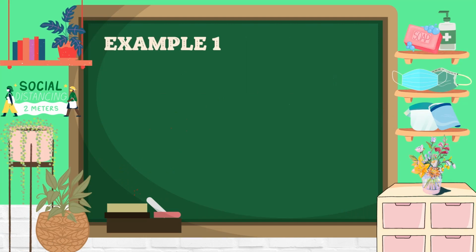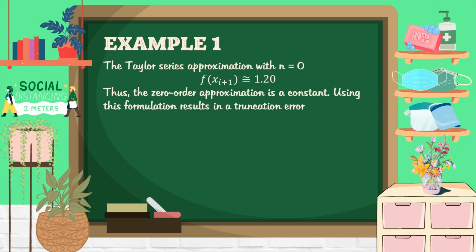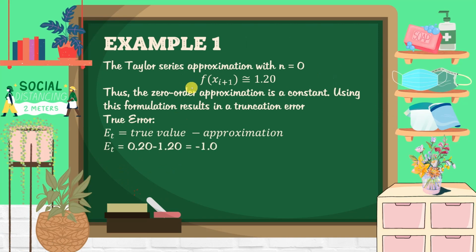Continuing, for example, the Taylor series approximation with n equals 0 is f of xi plus 1 approximately equal to 1.2. As in figure 4.1, the zero order approximation is a constant. Using the formulation results in a truncation error, true error equals the true value minus the approximation. E sub t equals the true value 0.2 minus the approximation 1.2, which equals negative 1 at x equals 1.